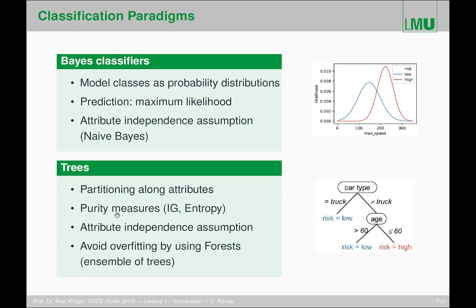In order to build up these trees, we need some purity measures. We talked about information gain, entropy, and stuff like that.